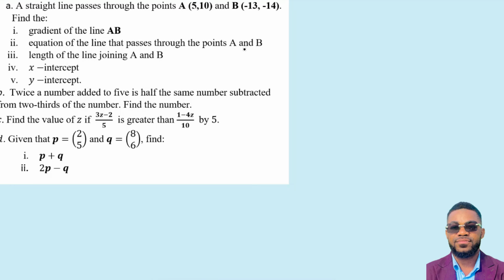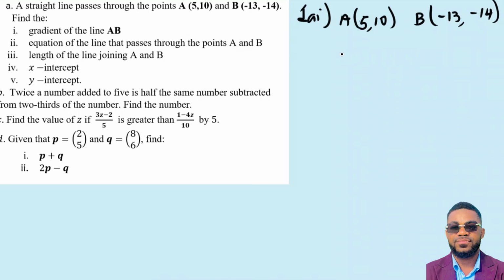So let's begin with the first one, then we continue with the next ones. So that's going to be question 1A, i. Now, the points that were given are the point A, which has coordinates (5, 10), and the point B, which also has coordinates (-13, -14). Now, we have to find the gradient of this.